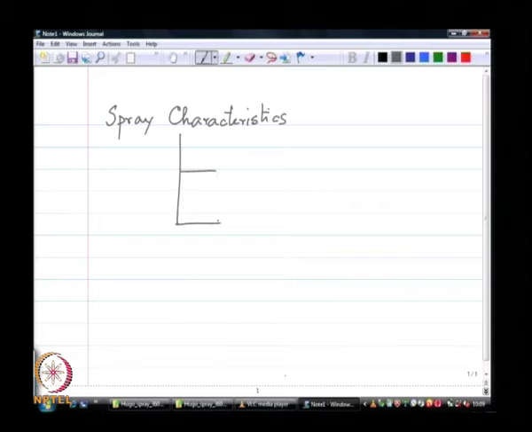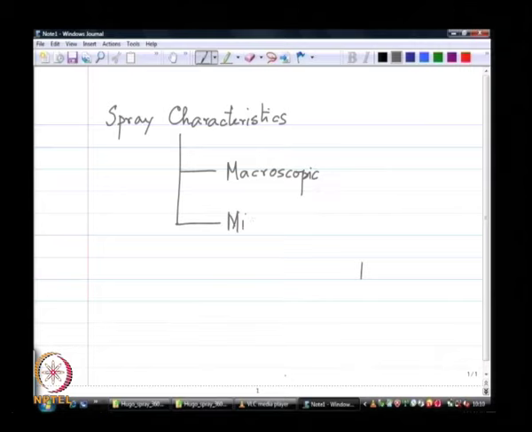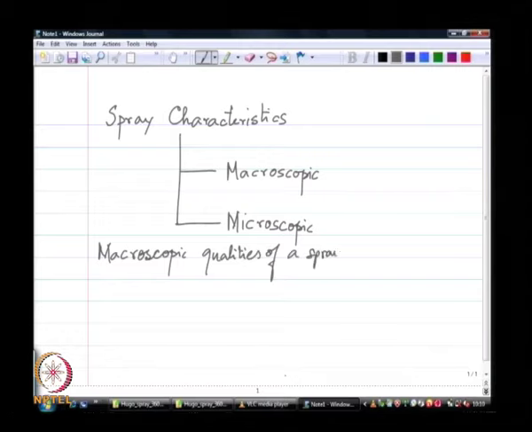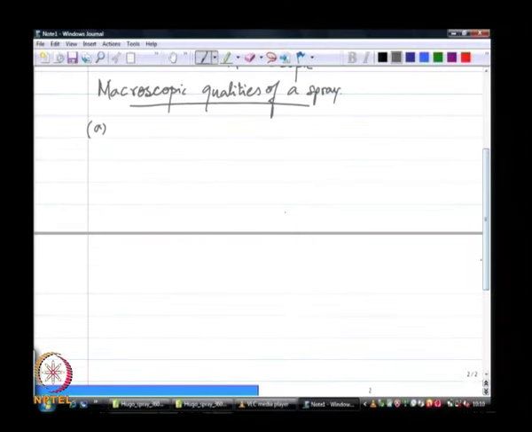So we will start to make a list of a few different spray characteristics. Before we turn to the audience and ask them this question, I want to suggest that there are basically two kinds of spray characteristics: ones that are macroscopic in nature, and a second kind that is microscopic. We will make a list of a few different macroscopic qualities first, and then move on to the microscopic qualities.